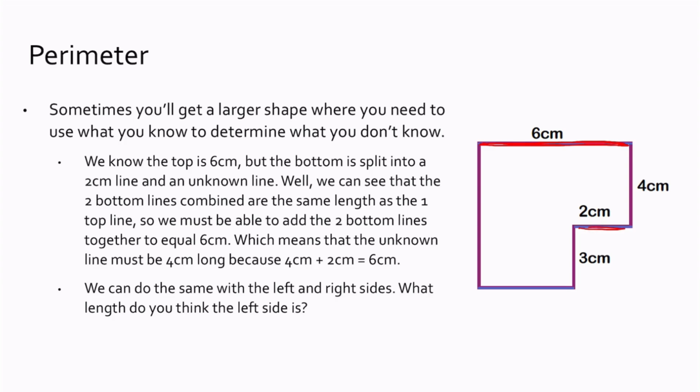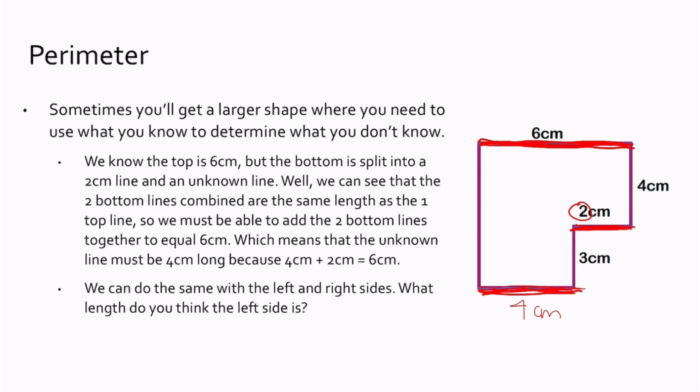And I know that this is 2 centimeters here, but I don't know what this is. But I can see that the top and then these two bottom pieces, if they were next to each other, would be the same width. So if this is 2, this must be 4 down here, so that we have 6 centimeters on top and 6 centimeters on the bottom.